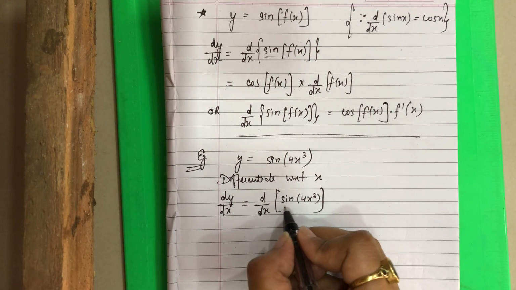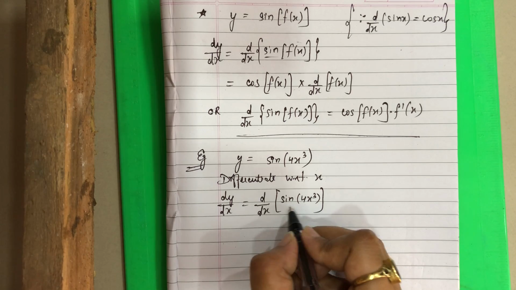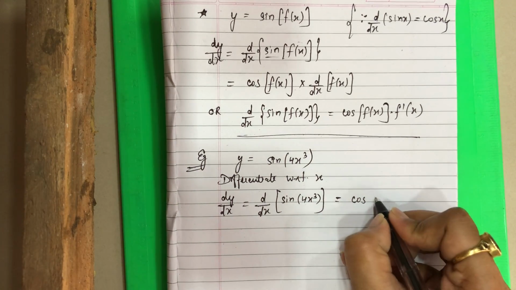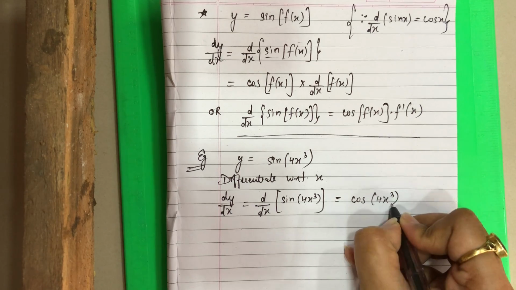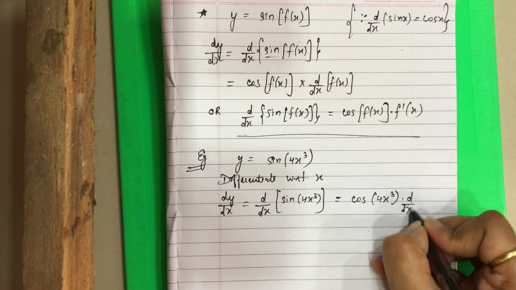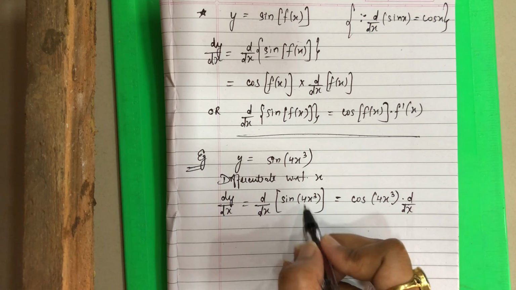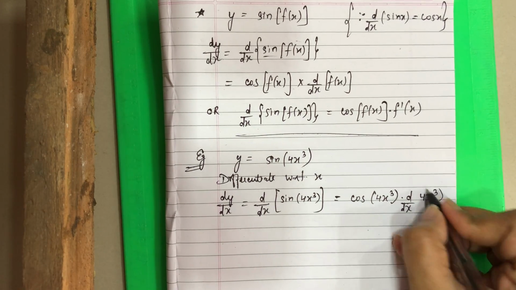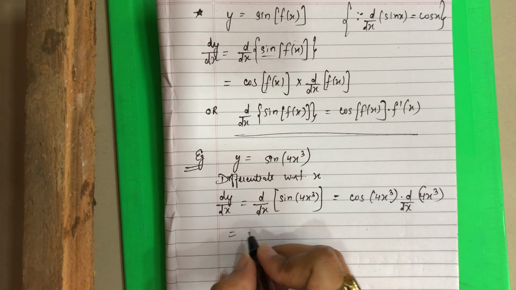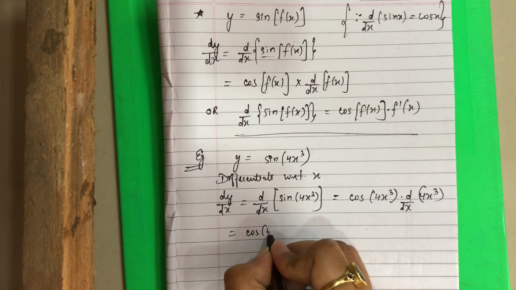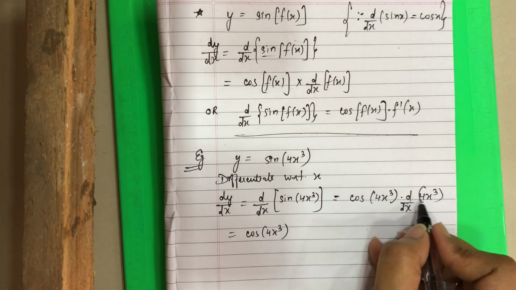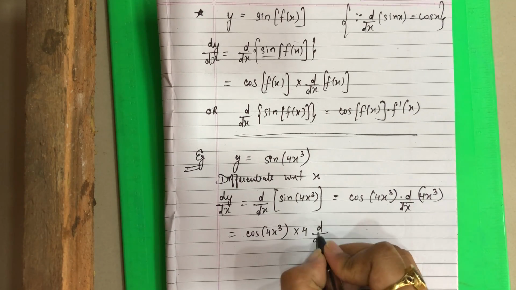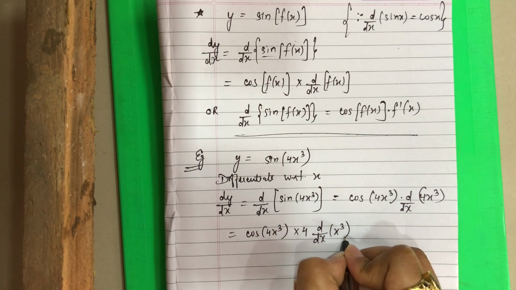So finding out the differentiation, first the differentiation of sine is cos. So that would be cos 4x cube into d by dx of function. Here the function is 4x cube. In order to differentiate this, cos 4x cube, this 4 is the coefficient, take the coefficient outside, into d by dx of x cube.